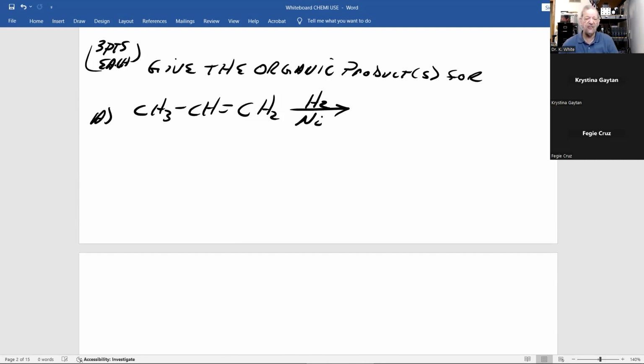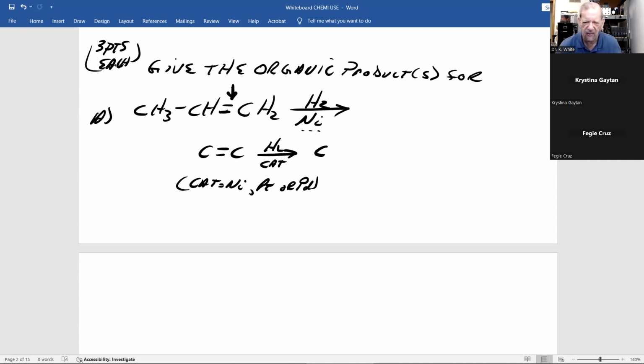And you look at that and you say, what's different? And immediately you have a double bond. And we're reacting with hydrogen. And what's nickel? It's a catalyst. And the catalyst can be nickel, platinum, or palladium. And what happens? You break the pi bond, and each carbon of the double bond, these two carbons, become these carbons with a hydrogen on each.